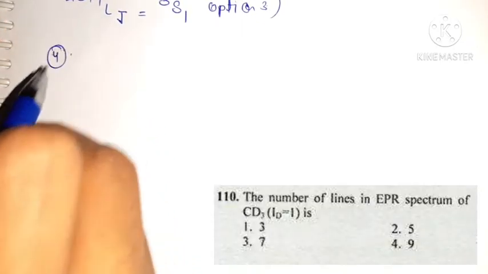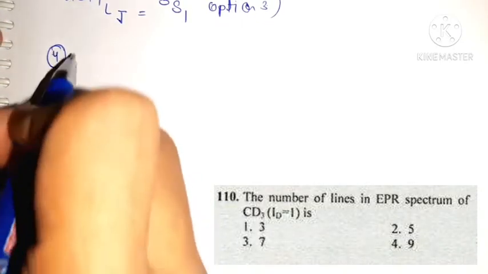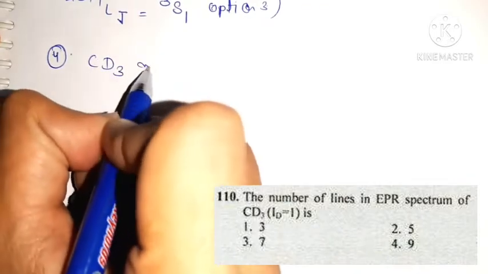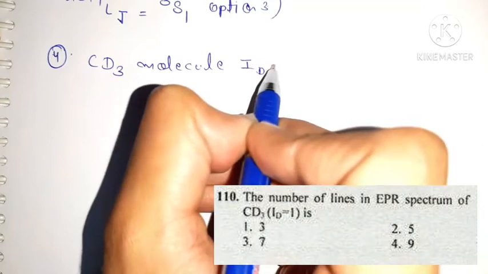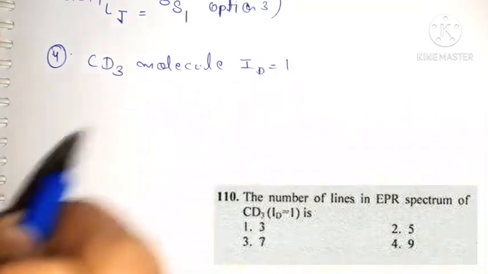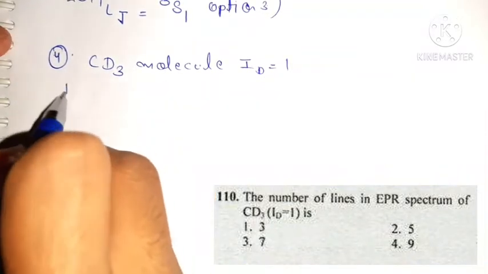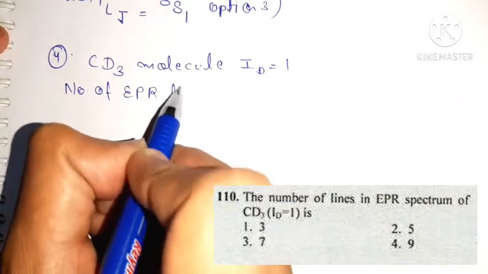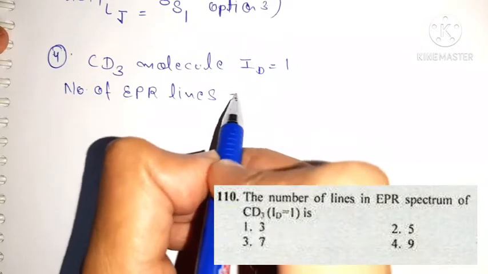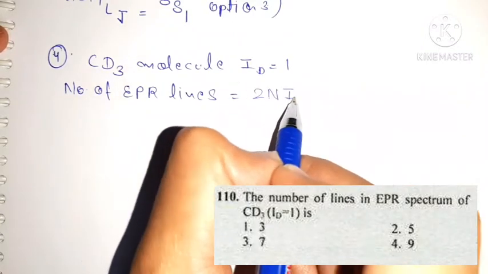Now friends, this is again a very simple question. We have a CD3 molecule for which the value of I will be 1, which is given in your question. Okay, so the formula for finding the number of lines in an EPR spectrum is 2nI plus 1.